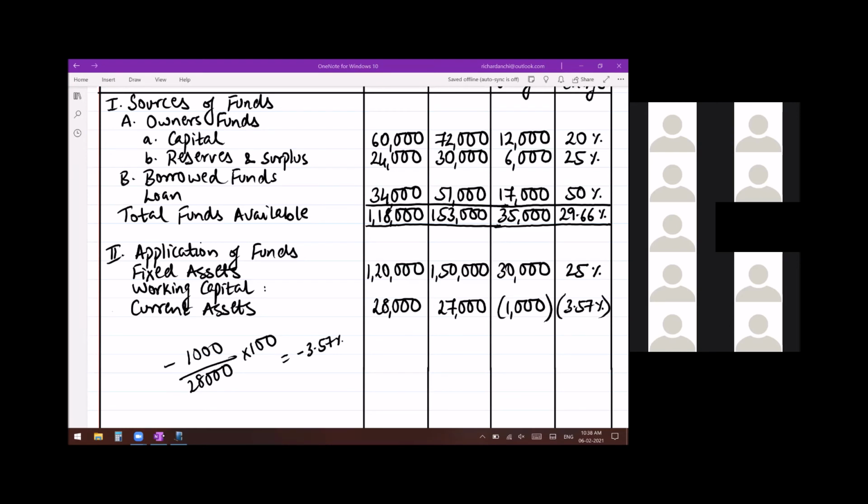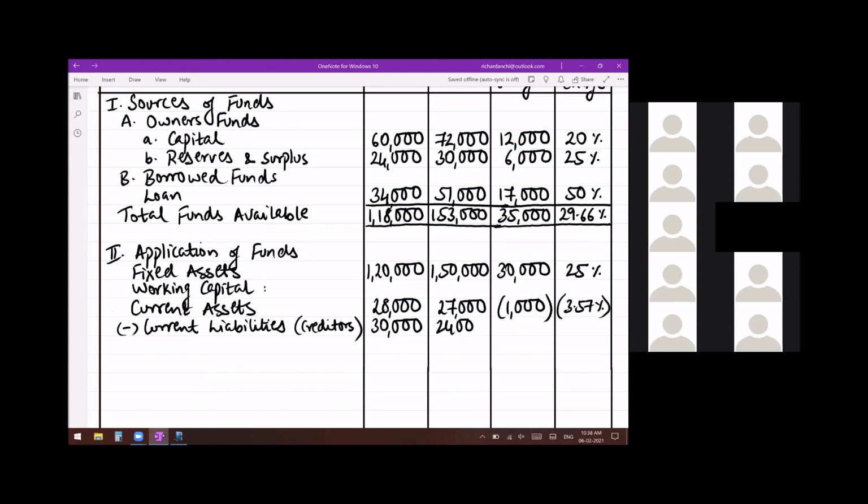Now, current assets minus current liabilities is called working capital. So write down here, minus current liabilities. Current liabilities, there is only one item, that is creditors. I'll write it here in the bracket. Creditors. Copy. 30,000 for 2018 and 24,000 in 2019.